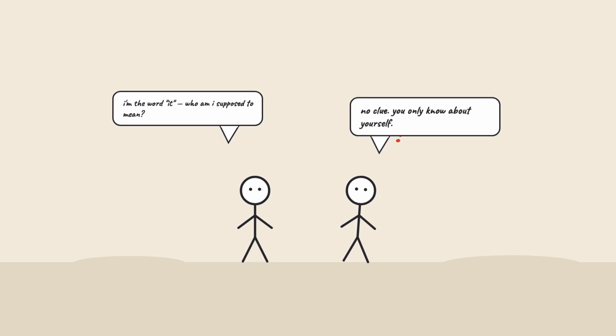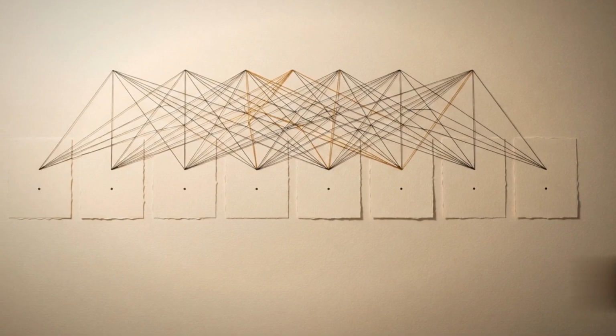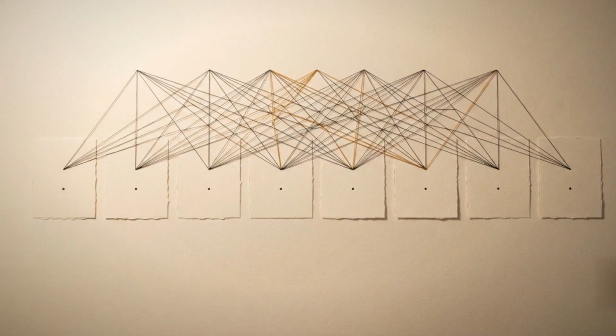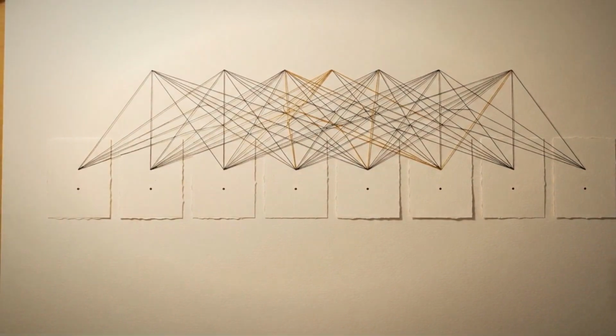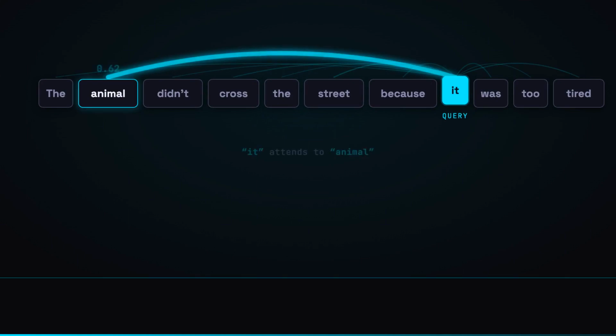Here's the entire idea in one picture. Lay the sentence out flat, every word in a row. Now let each word look at all the other words at the same time and ask one question. Which of you actually matters to me? Take the word it. When it looks around, the words trophy and big light up bright. The words the and because stay dim. So it pulls in meaning mostly from the bright ones and mostly ignores the dim ones.